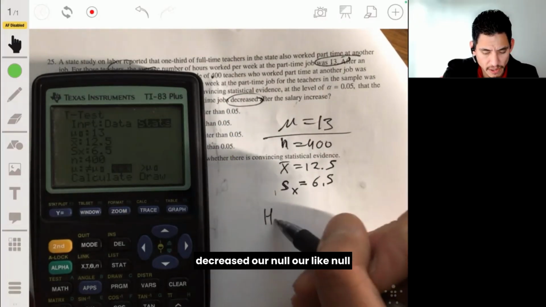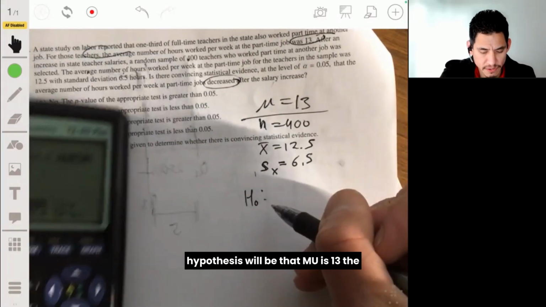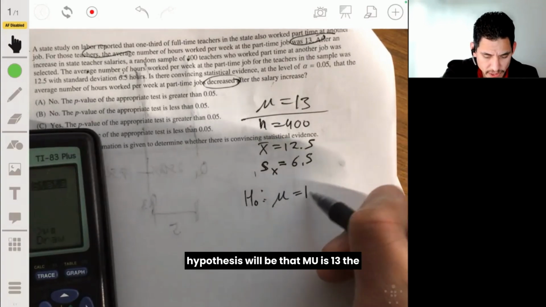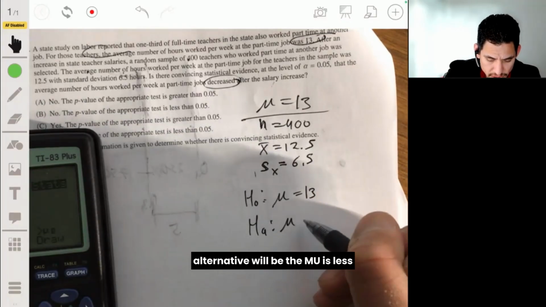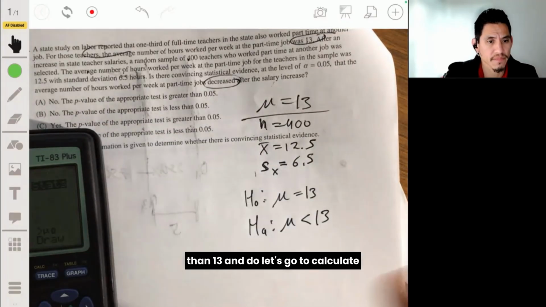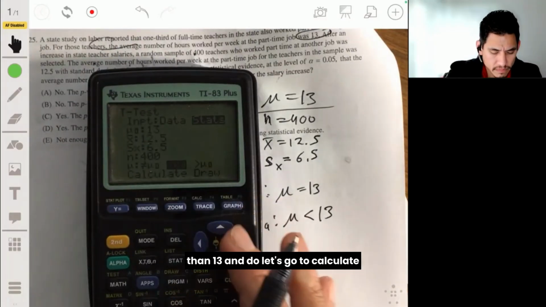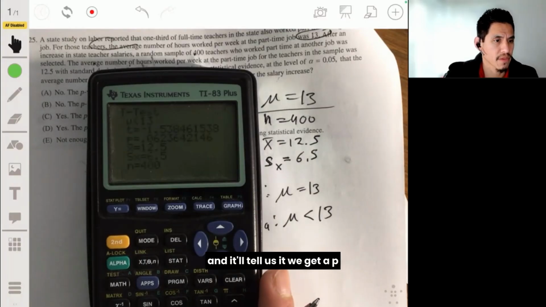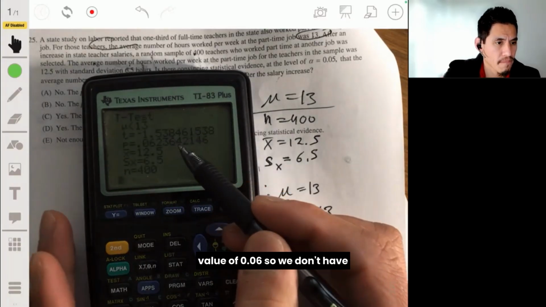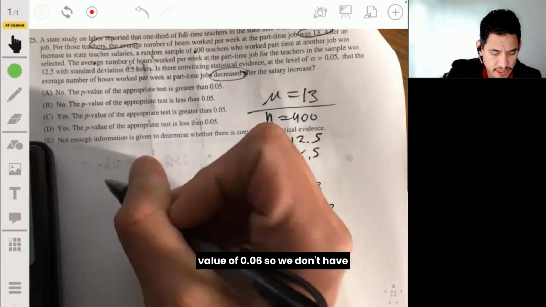Our null hypothesis will be that mu is 13. The alternative will be that mu is less than 13. And let's go to calculate, and it'll tell us. We get a p-value of 0.06.